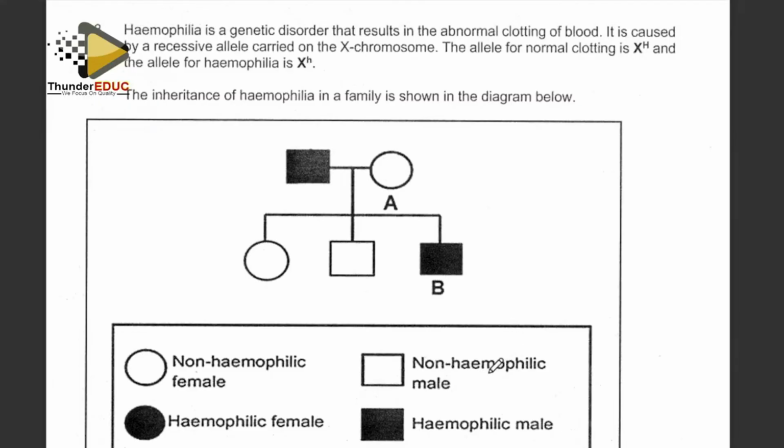See? You could even smash this within less than an hour. All right, let's continue. Hemophilia is a genetic disorder that results in the abnormal clotting of blood. It is caused by a recessive allele carried on X chromosome, and then they're saying that the clotting factor shows you are normal, while if you have it, it means that you are hemophilic, meaning that this is a male. If this is a male and is sick, therefore is like that.